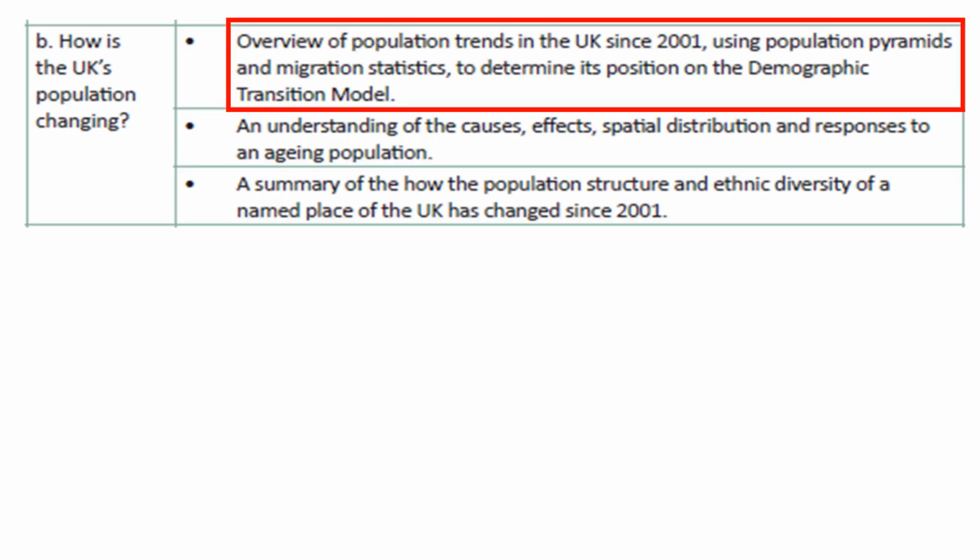In this lesson, we are going to continue to look at how the UK's population is changing. During this lesson, we're going to look at something called population pyramids, and we're going to look at how the UK is placed on something called the demographic transition model.